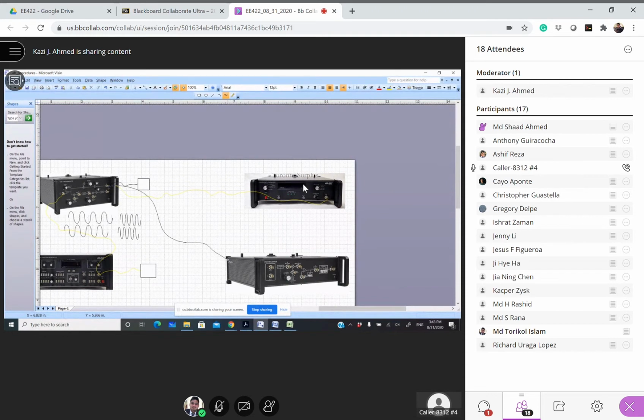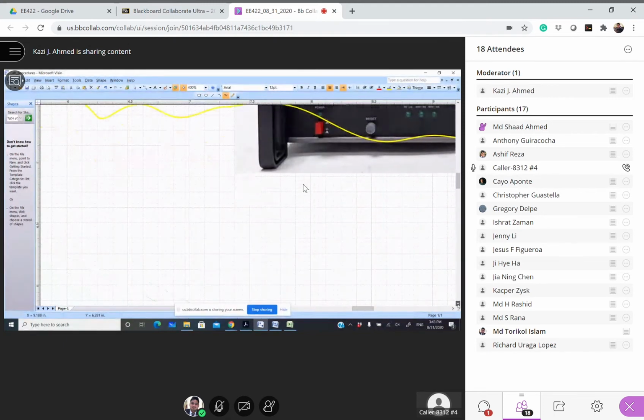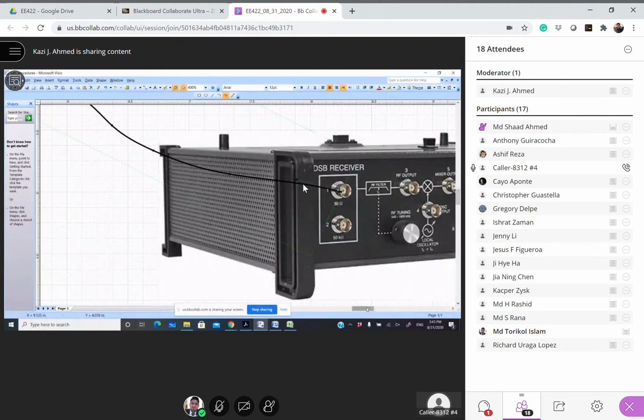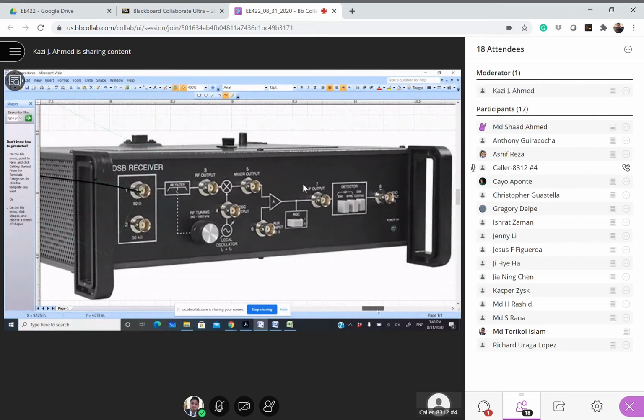Let's see, where is the receiver? This one, right? Let's make it a little bigger to see whether it is the receiver or not. Yeah, this is the receiver. So you connect it to the receiver side. It says RF, 50 ohm input, right? So this is correctly connected. This is the 50 ohm input that we connect, and then let's see what happens.